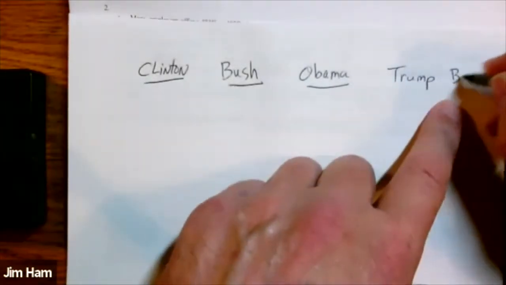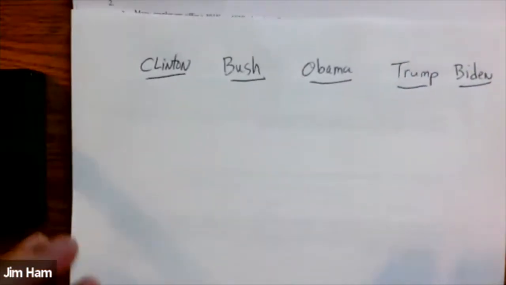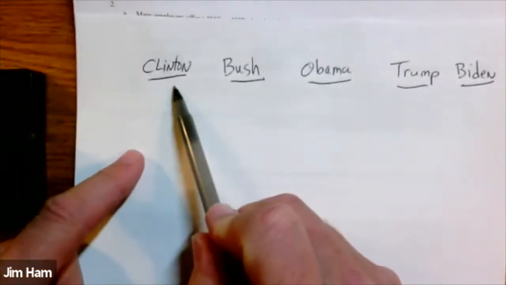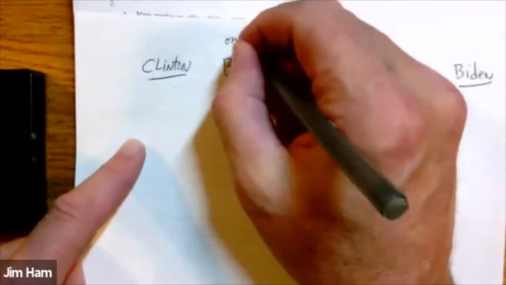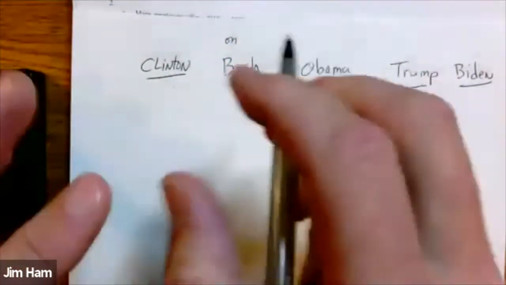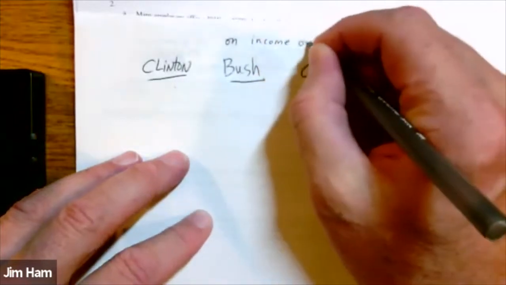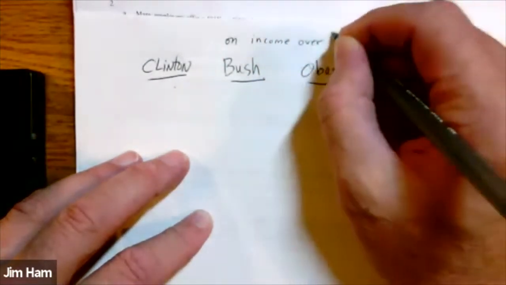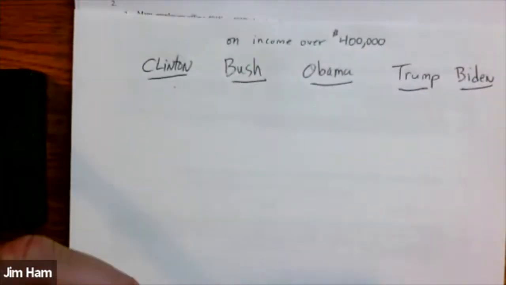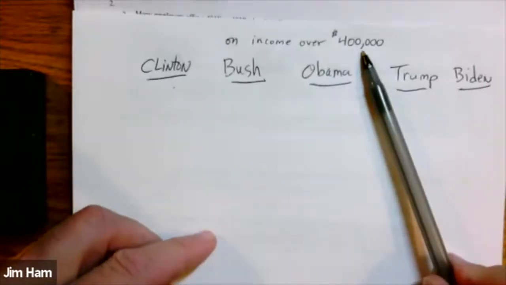And after November, it might be Biden. And so when you look at the highest tax bracket on this, it's not on this amount, but it's close to this amount. On income over 400,000. And I'm just saying 400,000 because Biden promised that nobody is going to have their taxes increased unless they make over 400,000.